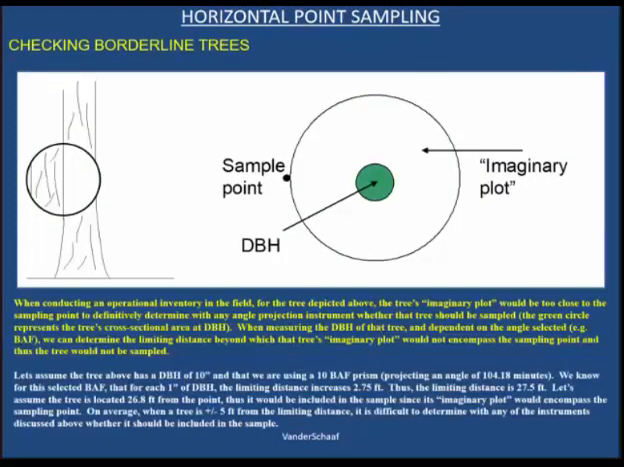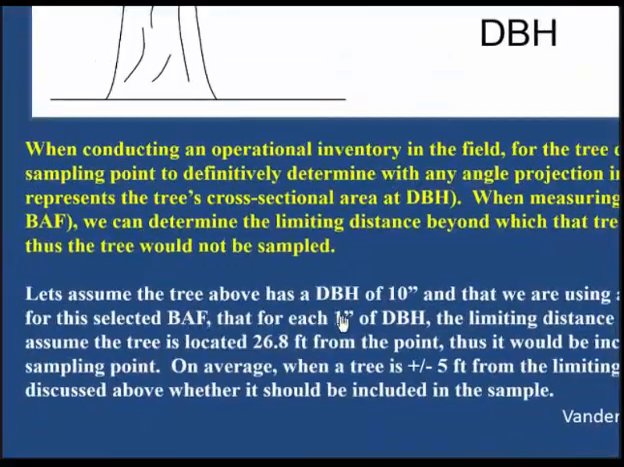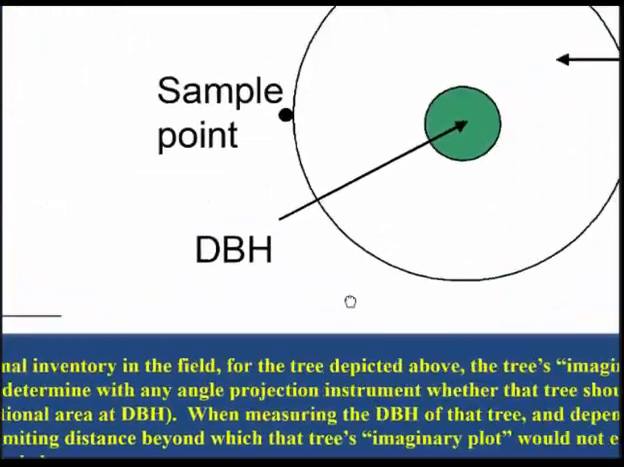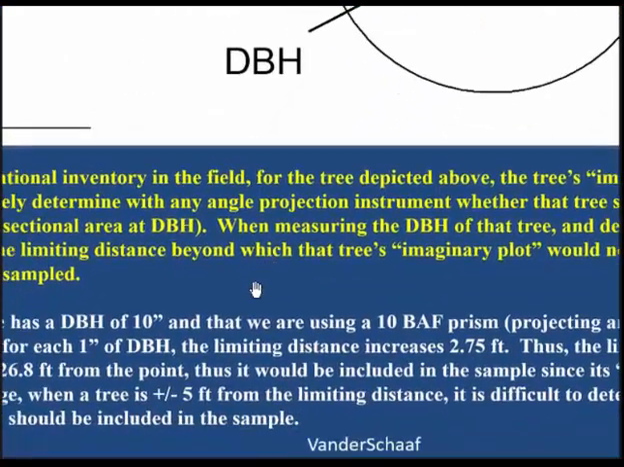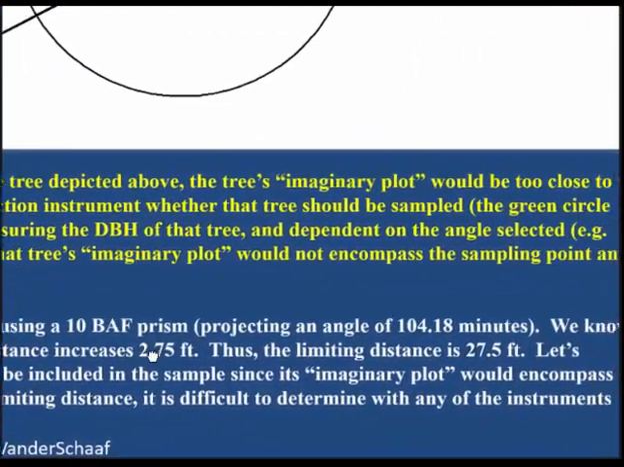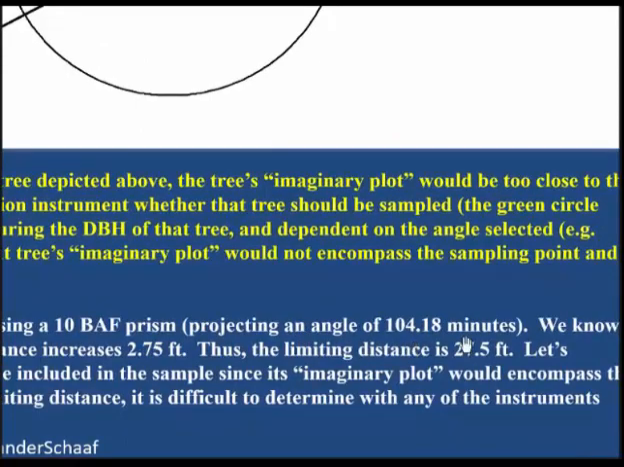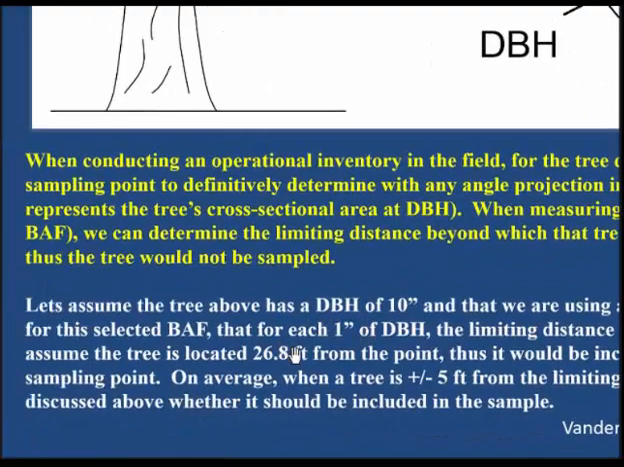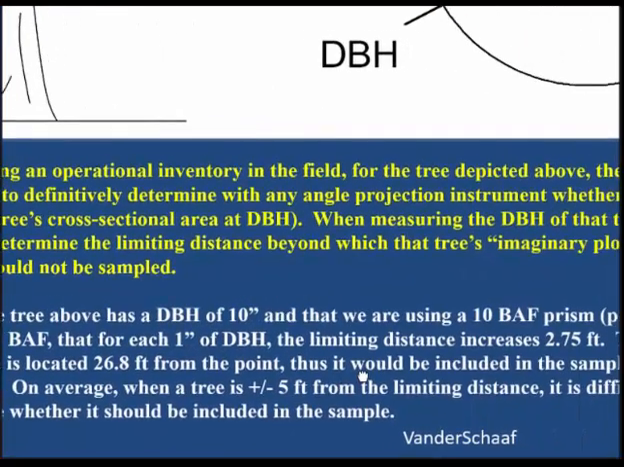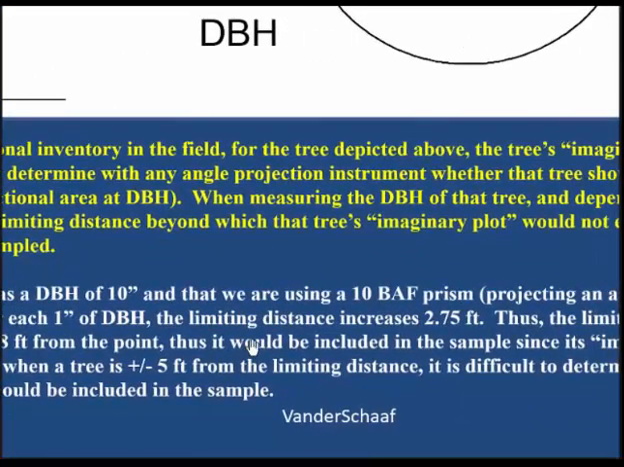So let's assume the tree above has a DBH of 10 inches, so it has a diameter of 10 inches, and that we are using a 10 BAF prism projecting an angle of 104.18 minutes. We know for this selected BAF that for each 1 inch of DBH, the limiting distance increases 2.75 feet. That tree can be 2.75 feet from the point and still be sampled.